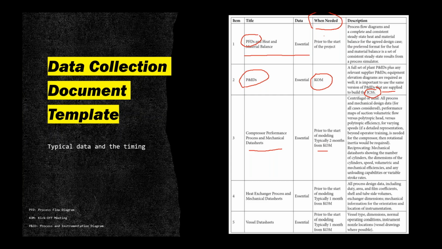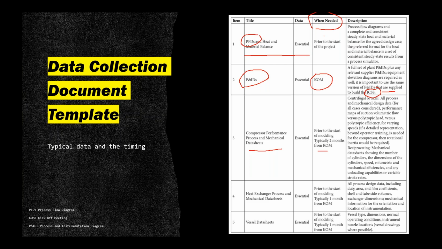Can it go beyond operator training? Can we have it at 150% operation, 150% RPM? And the number of cylinders and dimension of cylinders must all tally with the real world.